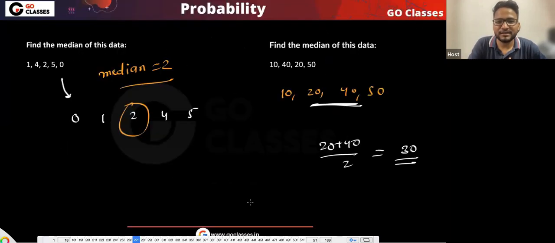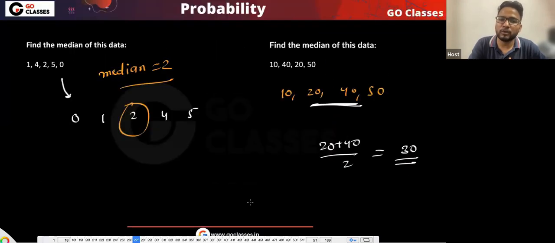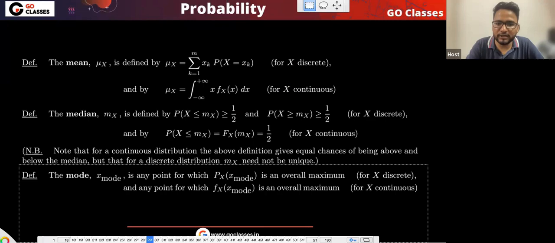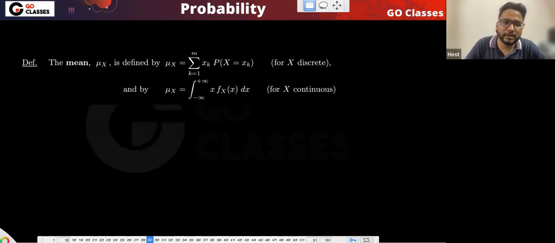Anyway, I hope you know how to calculate the mean. But now we are going to see how to calculate the mode and median, supposing they give you the probability distribution. At least the mean is clear to everyone, which is this one. To calculate the mean, I will calculate the expectation. If it is discrete, I will do it like this. If it is continuous, I will do it like this.